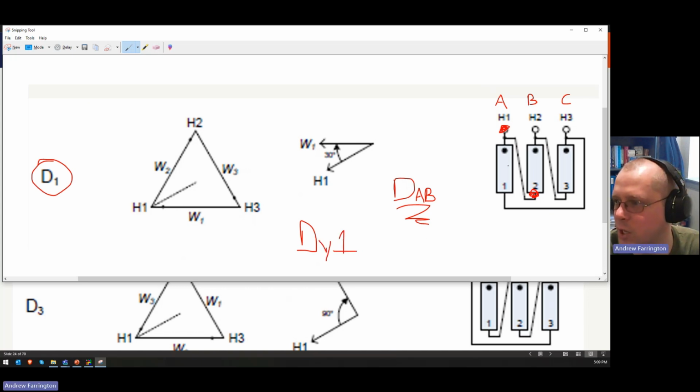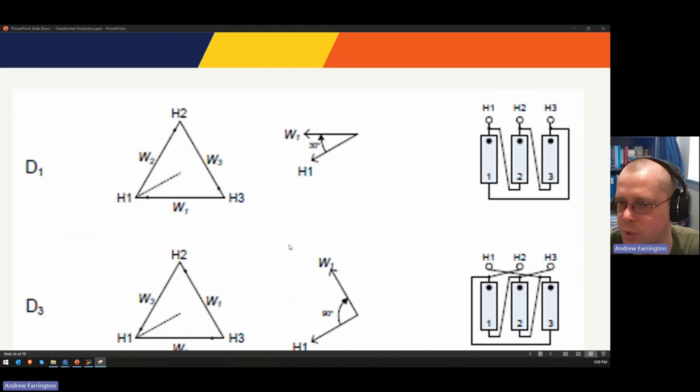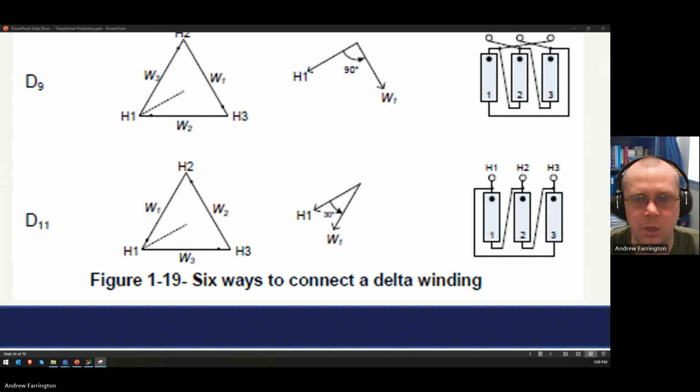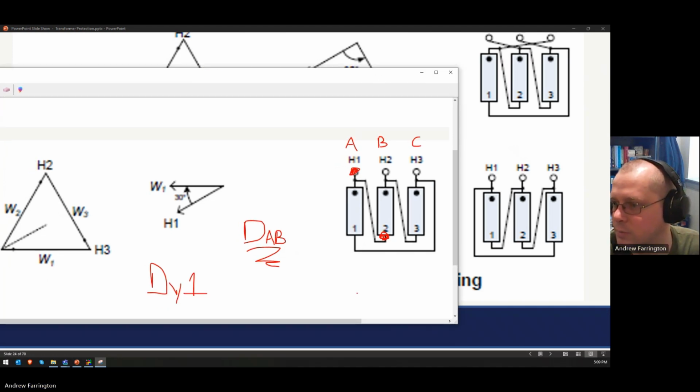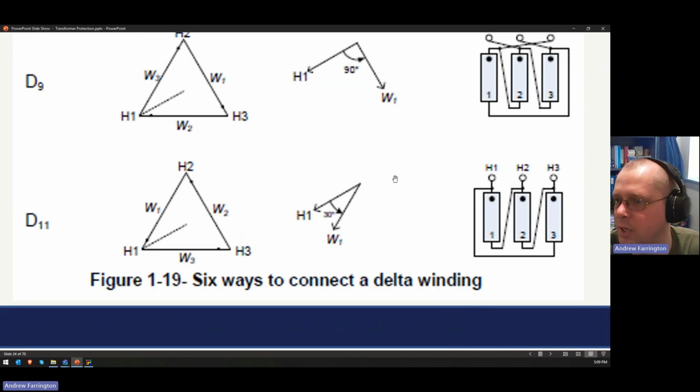The other way you could connect this, and actually I guess it's shown below, I'll move this here just so you can compare, right? So in this one, the polarity of A was connected to the non-polarity of B. Here, the polarity of A is connected to the non-polarity of C, right? So this would be a DAC transformer. That one over there would be DAC, and that is a DY11 transformer.